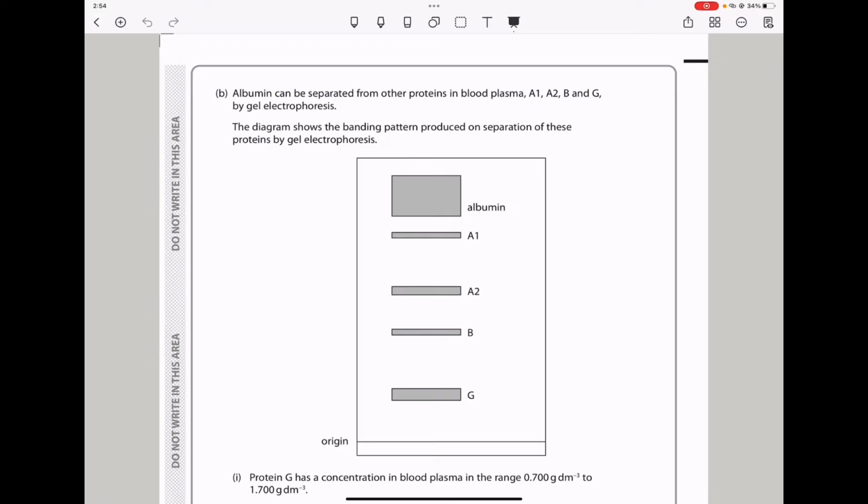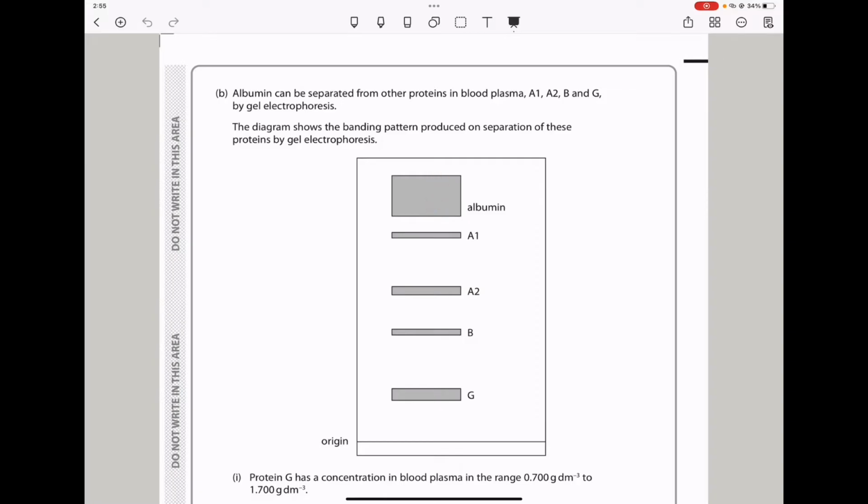In part B, albumin can be separated from other proteins in blood plasma, A1, A2, B, and G, by gel electrophoresis. The diagram shows the binding protein produced on separation of these proteins by gel electrophoresis. So this is the origin with G, B, A2, A1, and albumin. When we use gel electrophoresis, we will observe the size of the band as well as the position of the band along the gel.